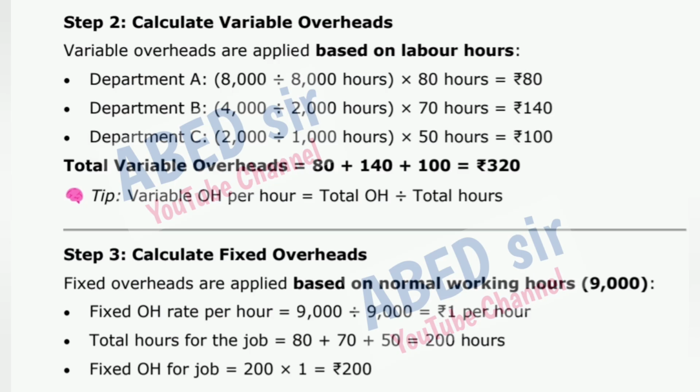Step 3. Calculate fixed overheads. Fixed overheads are applied based on normal working hours, 9,000. Fixed overhead rate per hour is equal to 9,000 divided by 9,000 is equal to 1 rupee per hour. Total hours for the job is equal to 80 plus 70 plus 50 equals 200 hours. Fixed overhead for the job is equal to 200 times 1 is equal to 200 rupees.